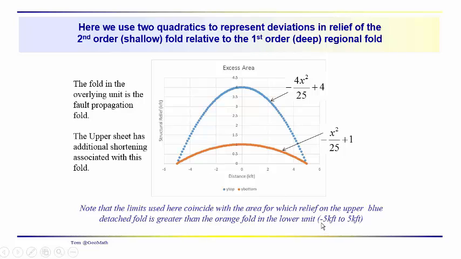developing an integral, and we'll be integrating from minus 5 kilofeet over here. Maybe an unusual unit, but English units, and we eliminate a lot of the zeros, so minus 5 kilofeet to plus 5 kilofeet. And so this upper layer has additional shortening with respect to the lower layer, and we want to determine what that additional shortening is.